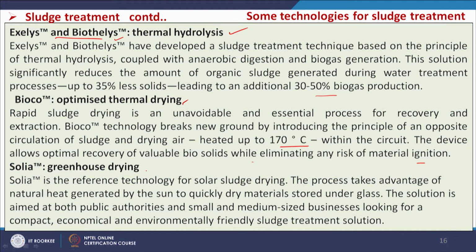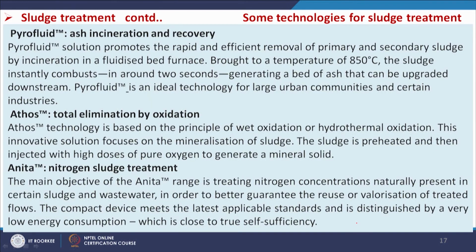Then Solia, that is greenhouse drying. In this method, solar sludge drying is implemented. The process takes advantage of natural heat generated by the sun to quickly dry material stored under glass. The solution is aimed at both public authorities and small and medium sized businesses looking for a compact, economical and environmentally friendly sludge treatment solution. And Pyrofluid is based on ash incineration and recovery. This method promotes the rapid and efficient removal of primary and secondary sludge by incineration in a fluidized bed furnace brought to a temperature of 850 degrees centigrade. The sludge instantly combusts in around 2 seconds, generating a bed of ash that can be upgraded downstream.